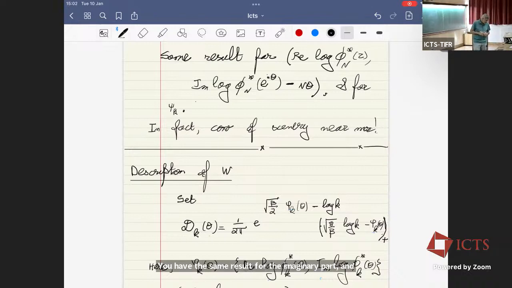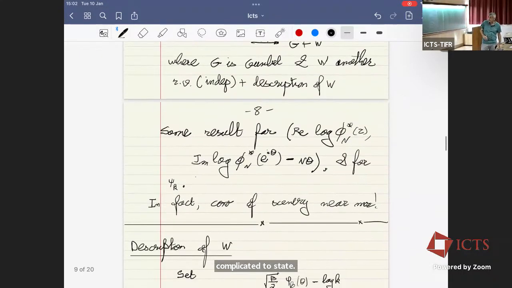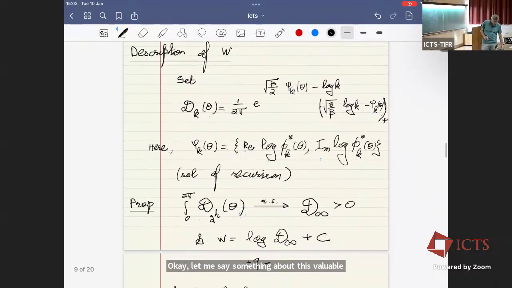And in fact, because of my remark on the determinant, it's very important to understand not just how the maximum looks like, but actually the relative shape of the real and imaginary parts near the maximal point. And the result, in fact, includes also that information, although I chose not to present it here because it's too complicated to state. Okay, let me say something about this variable W that was added before.